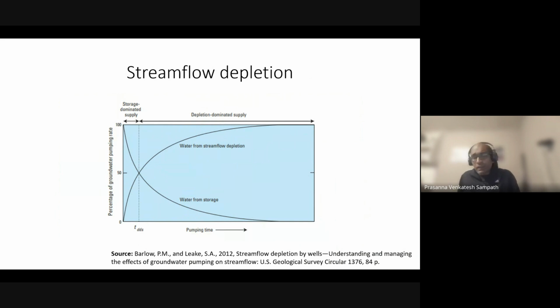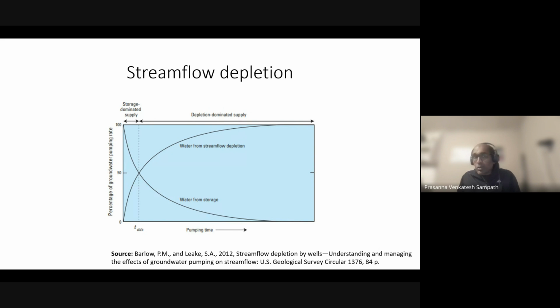Now, this curve tells, on the x-axis, I have the time since pumping started, and on the y-axis, I have the percentage of pumping rate. And there are two curves. One says water from storage, and the other says water from stream flow depletion. So just imagine what's going on. I have a pumping well which starts pumping at a particular point at a certain distance from a nearby stream.